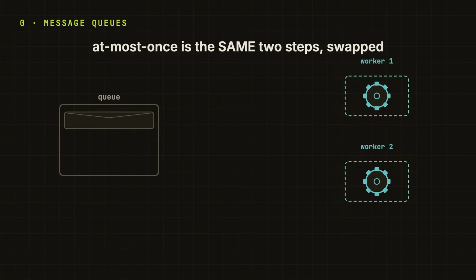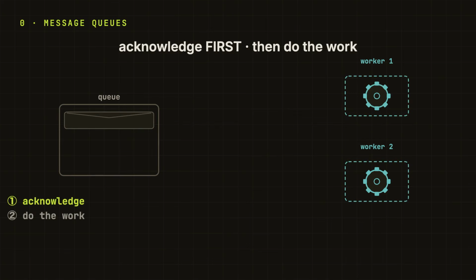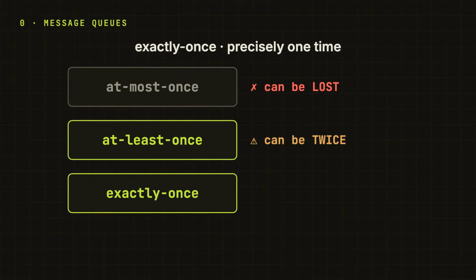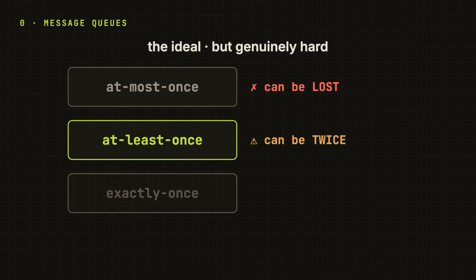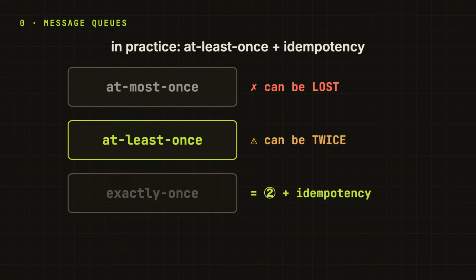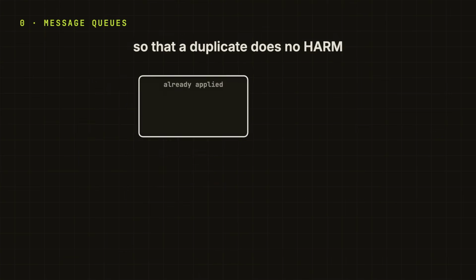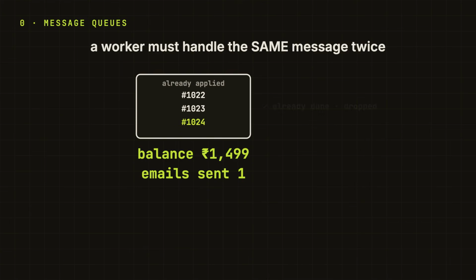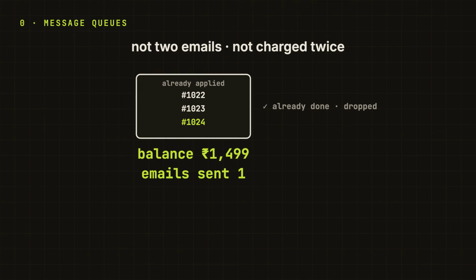And at most once is just the opposite order. Acknowledge first, then do the work. So a crash loses it instead. And exactly once, delivered precisely one time, which is the ideal but genuinely hard. So in practice, it is usually faked by using at least once plus idempotency, so that a duplicate does not harm. Because most systems are at least once, your workers must be able to handle the same message twice without doing damage. For example, not sending two emails or not charging twice. That safety property is called idempotency, and we will come back to it shortly.